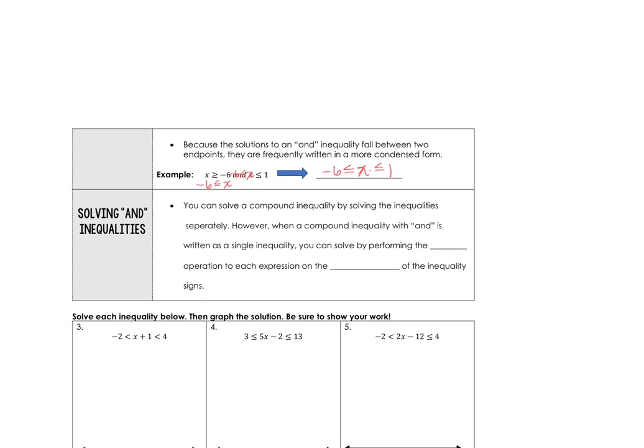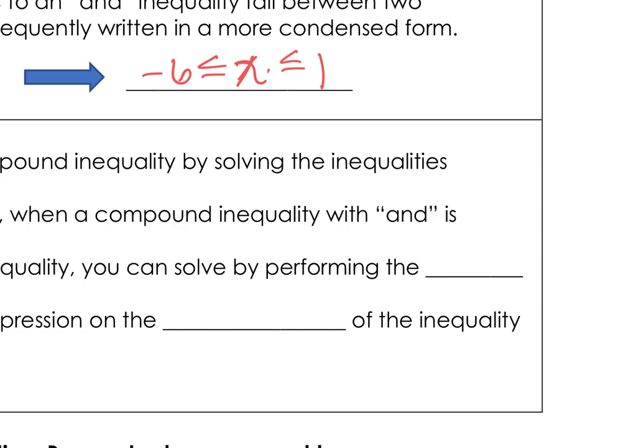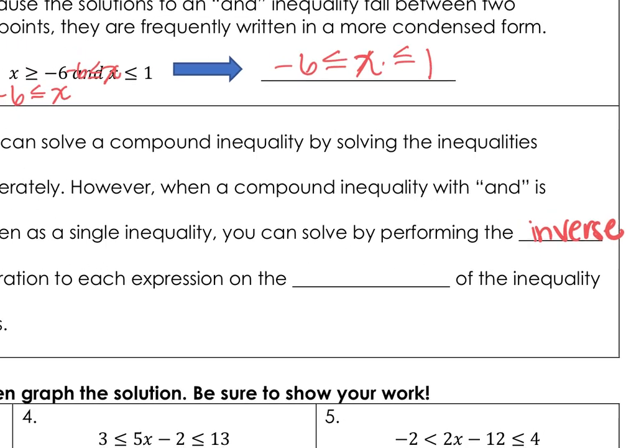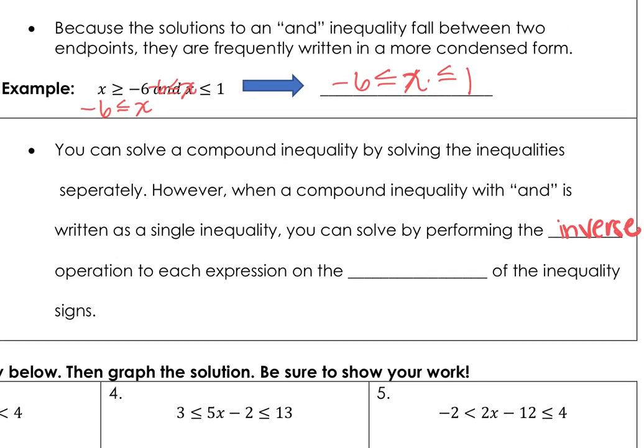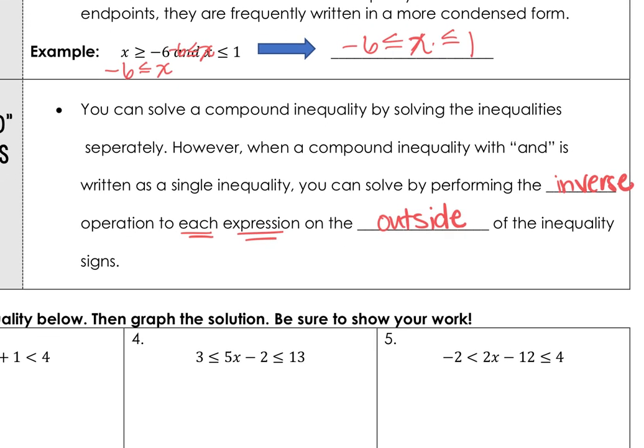All right. Now, what this also means is that when we see these and inequalities from the beginning, we can solve them separately, like we did with the or. But also with these and inequalities, since they're written as a single inequality, we can solve by performing the inverse operation to each of the expressions on the outside of the inequality signs.